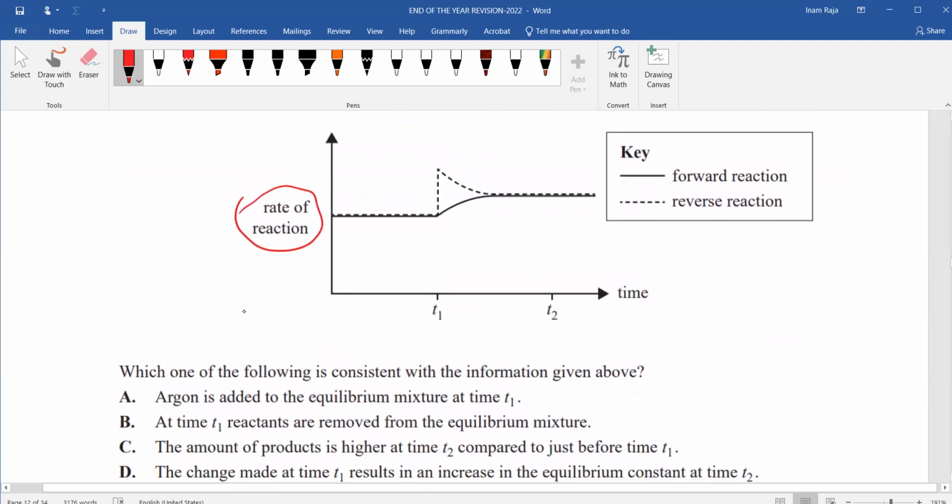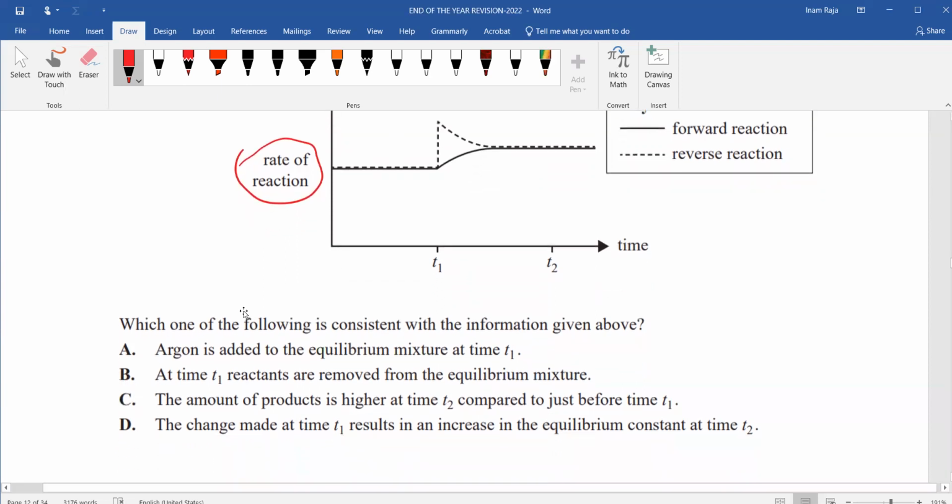And we see that the reverse reaction is increased. The rate of both reactions, forward and backward, increased. But the rate of forward reaction increased to a lesser extent and the rate of backward reaction increased more. First one we can eliminate right away because the noble gases don't disturb equilibrium. Then you have B, C, and D.